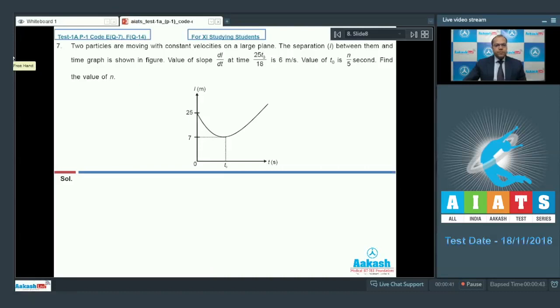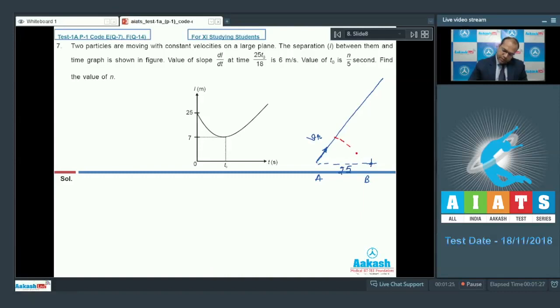It is given in the question that at t equal to 0, the separation between the two particles is 25, and at time t naught, the separation between them is 7. Let this be particle A and this be particle B. Let the relative velocity of A with respect to B be in this direction, with relative velocity Vr. At t equal to 0 the separation is 25, and at time t naught, when particle A is at the minimum separation from B, the separation is 7.